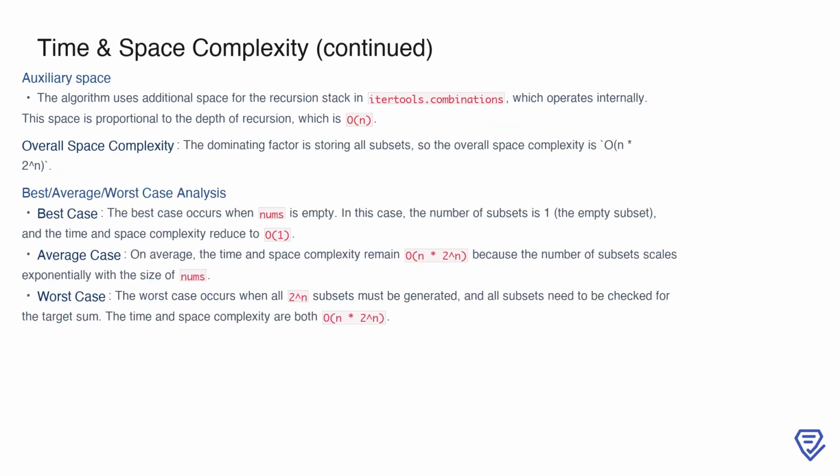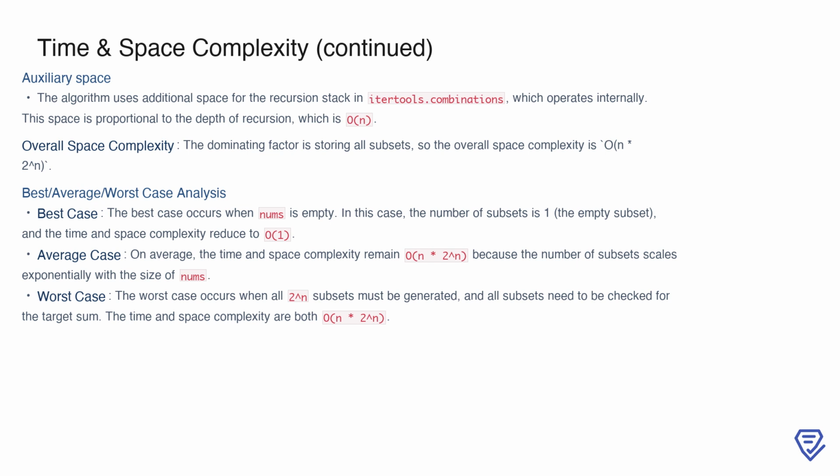The algorithm also uses some auxiliary space for the recursion stack during the operation of itertools.combinations. The depth of recursion is proportional to the size of the array, which is n. When we consider the overall space complexity, the biggest contributor remains the storage of all possible subsets, which dominates at n * 2^n.